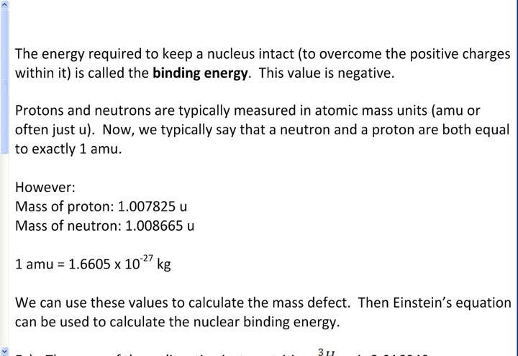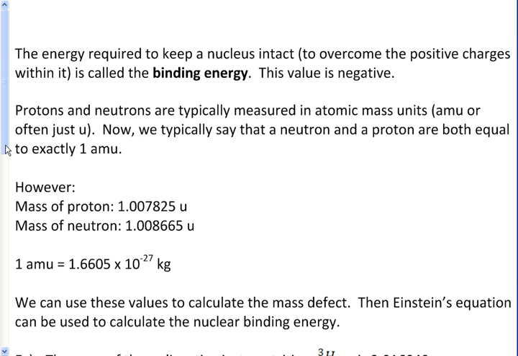Protons and neutrons are typically measured in atomic mass units, also called AMUs, or sometimes just U. So instead of calling it kilograms, we're going to call it atomic mass units, AMUs, or just U's. Now we typically say that a neutron and a proton are both exactly 1 AMU in general conversation. However, that's not 100% true.